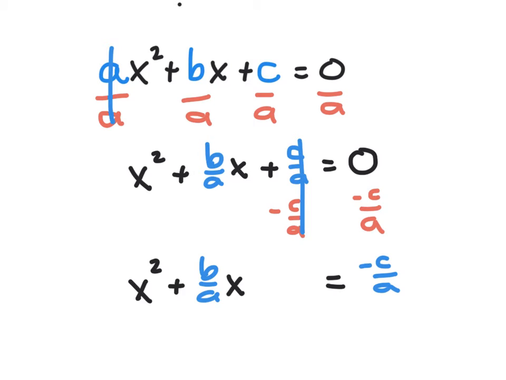So bear with me here. I'm going to do this in, well, 2 steps. Let's just talk about this on the side here. If you want to do half of something, what you do is you multiply it by a half. So I'm going to multiply b over a by 1/2, and that equals b over 2a.